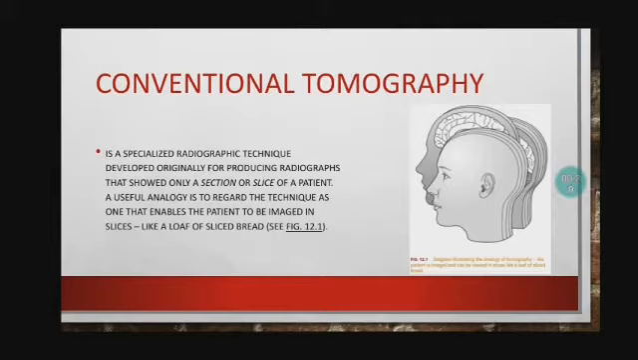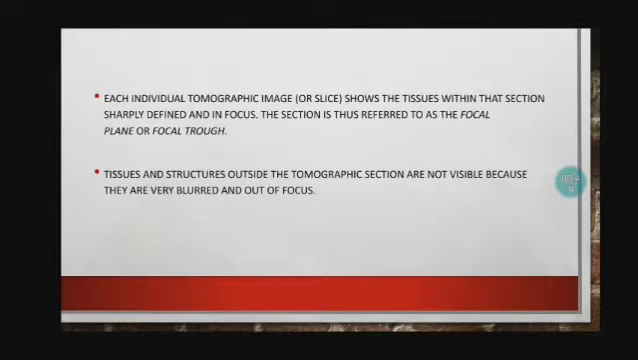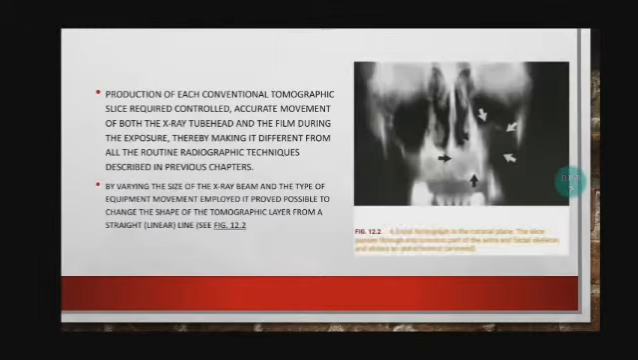So here in figure 12.1, it is the diagram illustrating the analogy of tomography. The patient is imaged and can be viewed in slices like a loaf of sliced bread. Each individual tomographic image or slice shows the tissues within that section sharply defined and in focus. The section is thus referred to as the focal plane or focal trough. Tissues and structures outside the tomographic section are not visible because they are very blurred and out of focus.